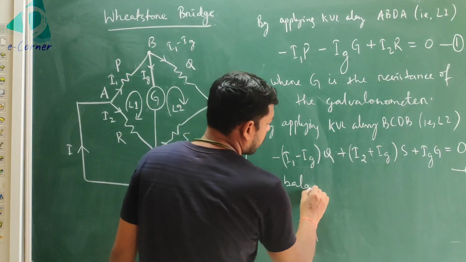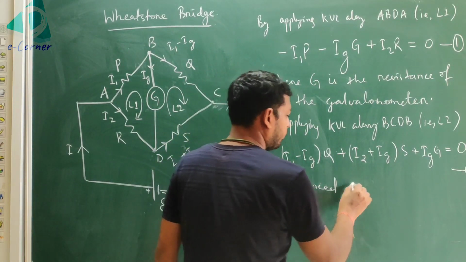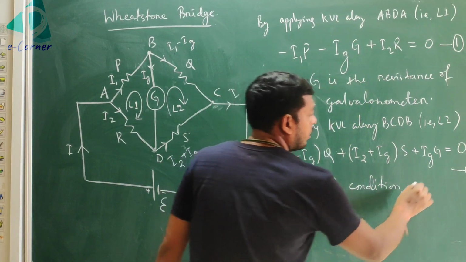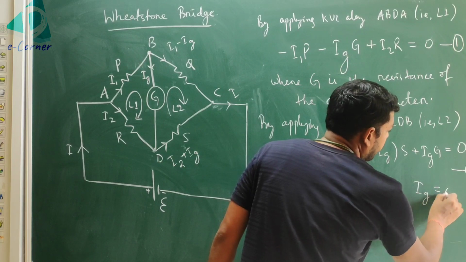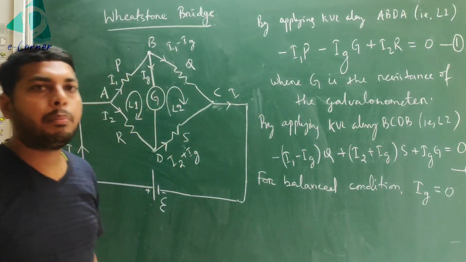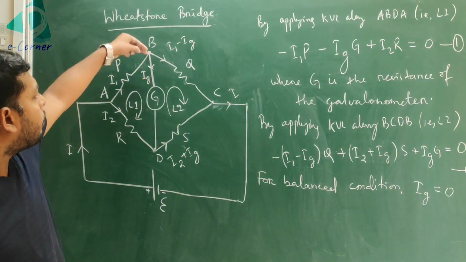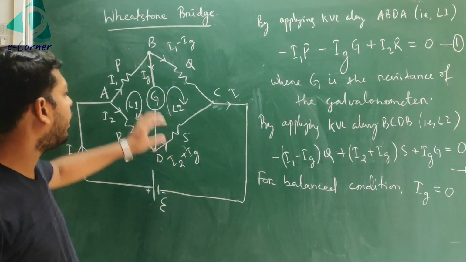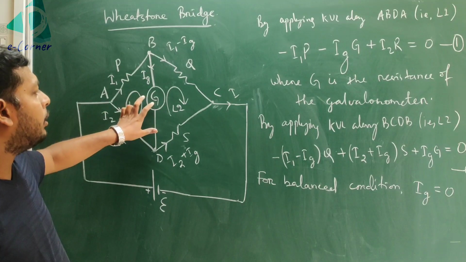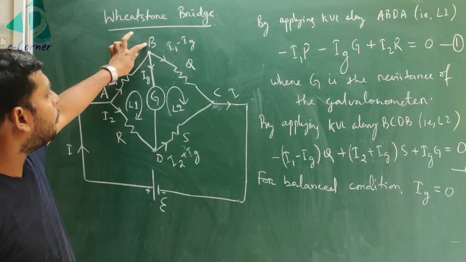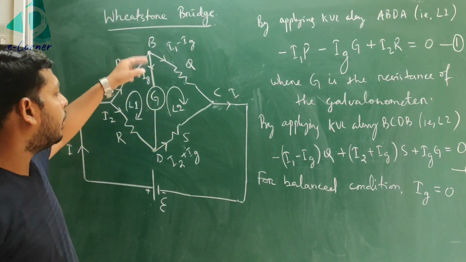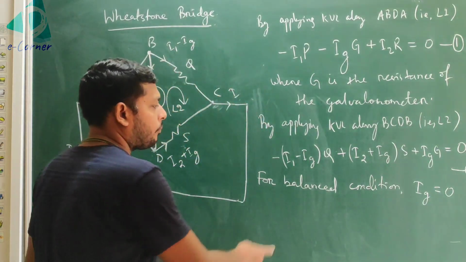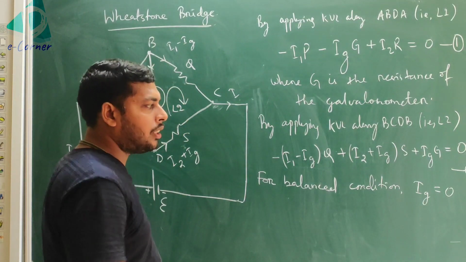For balanced condition, the value of Ig is equal to what? 0. For balanced condition, the current flowing through the galvanometer is 0. Why? The potential at B and D is the same. Therefore, current is 0 in that branch. For balanced condition, the Ig is 0.